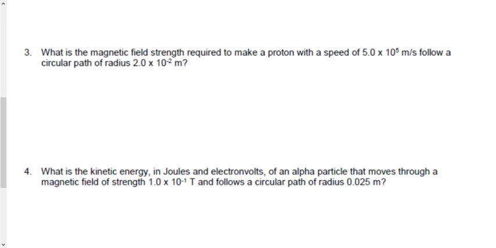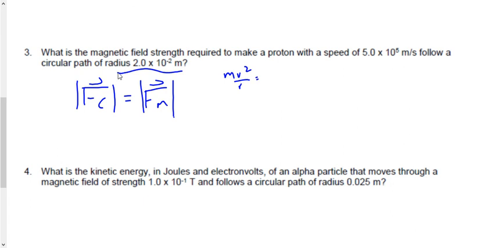We know we're allowed to use F is equal to QVB, but notice we have a radius here. So we're probably going to use that last one, FC is equal to FM. That's at least what we're going to try first. We're going to say mv squared over r equals QVB. One of the v's cancels, v squared on the left side, v on the right side. Now we're solving for B. The Q comes over by dividing. I get mv over Q times R equals B.